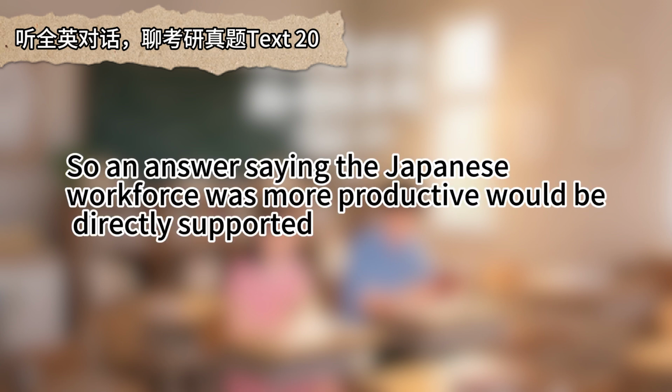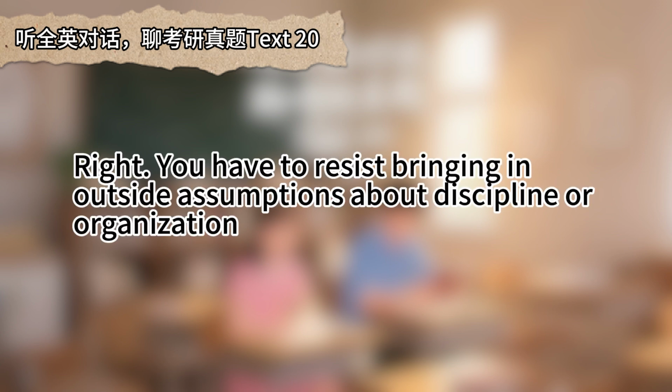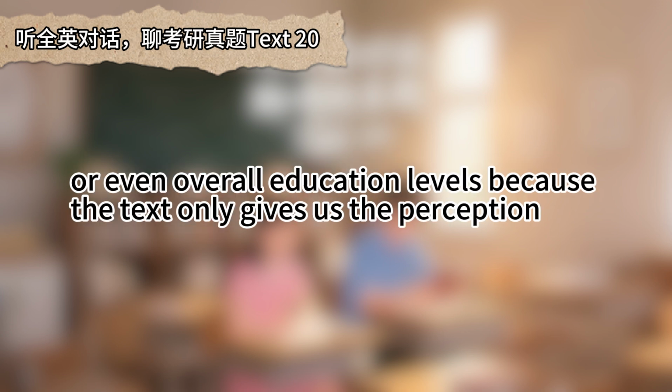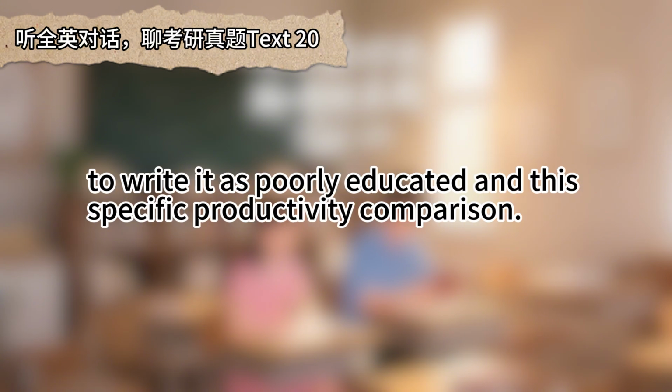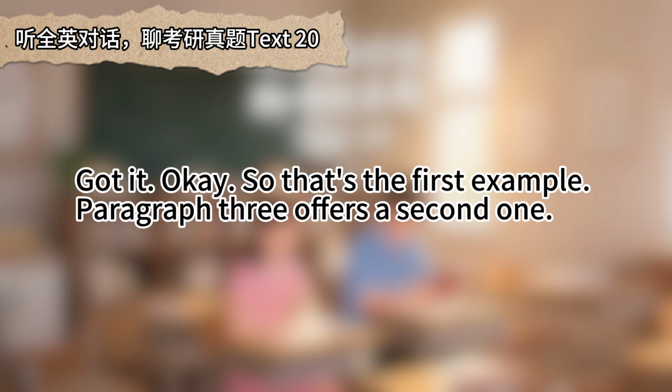So an answer saying the Japanese workforce was more productive would be directly supported by that 95% figure given in the text. Right. You have to resist bringing in outside assumptions about discipline or organization or even overall education levels, because the text only gives us the perception, derided as poorly educated, and this specific productivity comparison. Exactly. Stick to the evidence provided in the text. That's critical for accurate reading. Got it. Okay, so that's the first example.